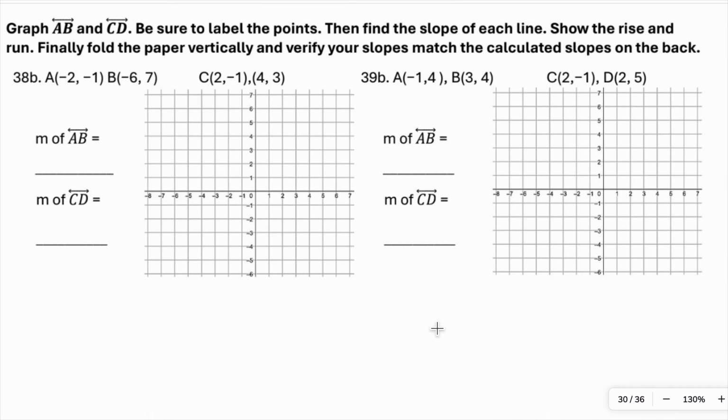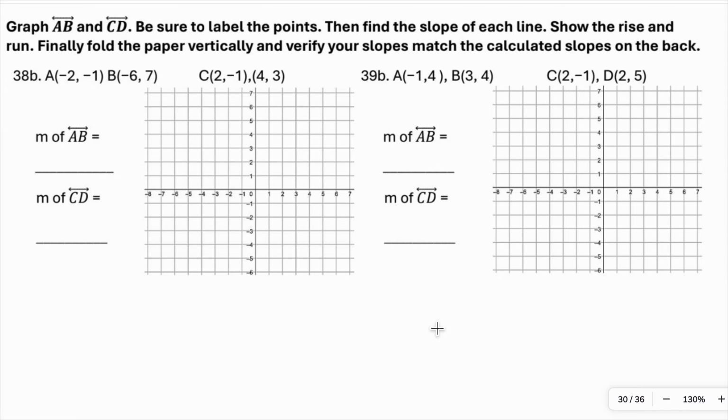Okay, last little bit, these are 38, 39. We're going to graph A, B, and C, D. Be sure to label the points. Find the slope of each line, show rise and run, and finally fold the paper vertically and verify your slopes match the calculated slopes on the back.